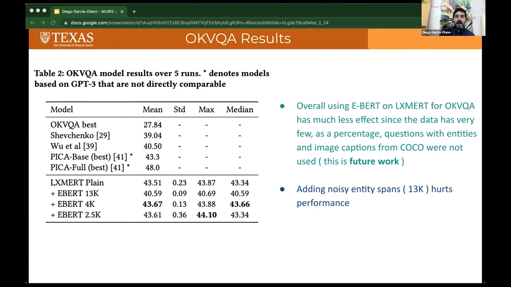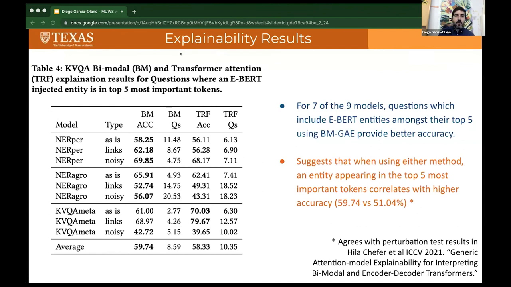And so to go into the explainability results, table four here shows accuracy results for when our explanation methods find eBird enhanced entities to be in the top five most important tokens for an answer prediction. And so here we can see that for seven of the nine models, questions which include eBird in their top five important tokens using this BMGAE explainability technique provide better accuracy than those of the other TRF method, which I explain more in the paper.